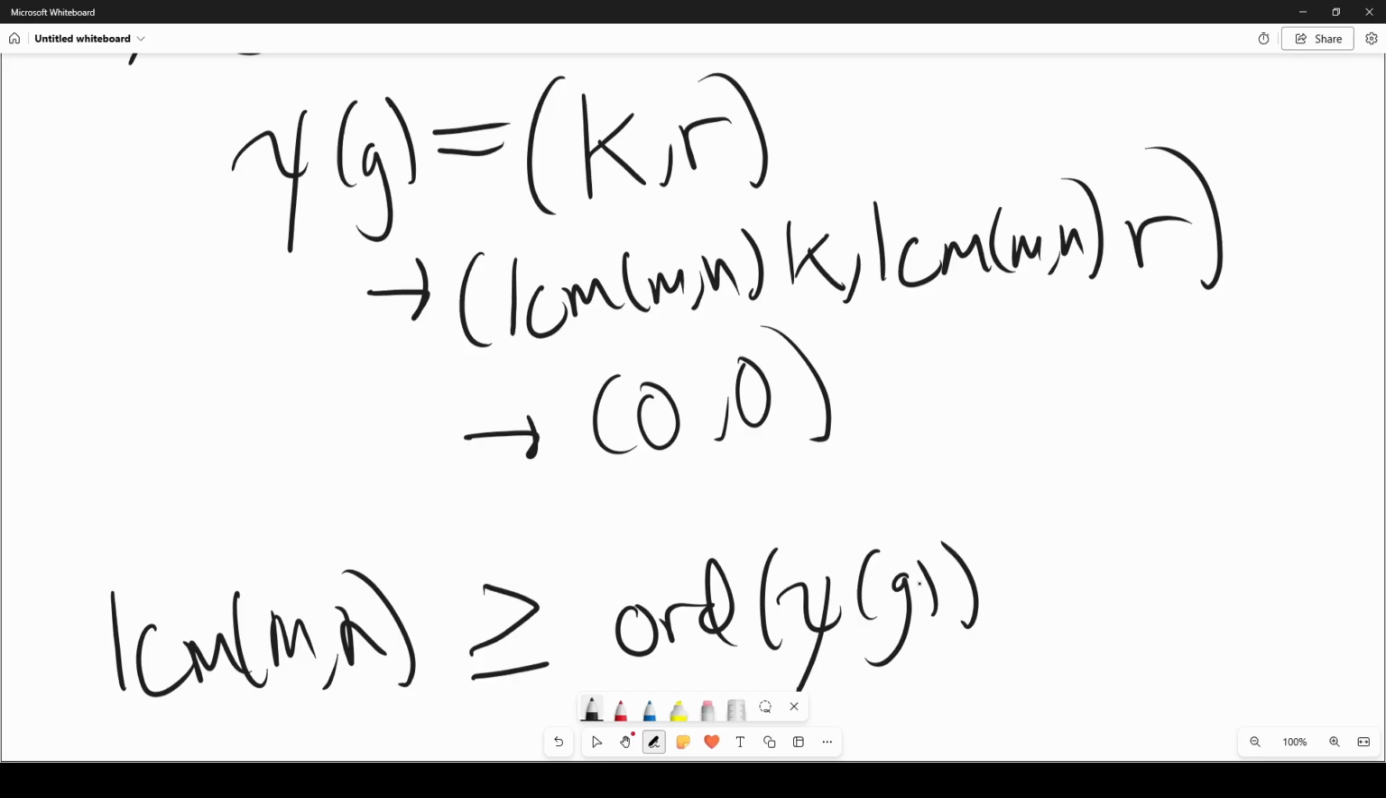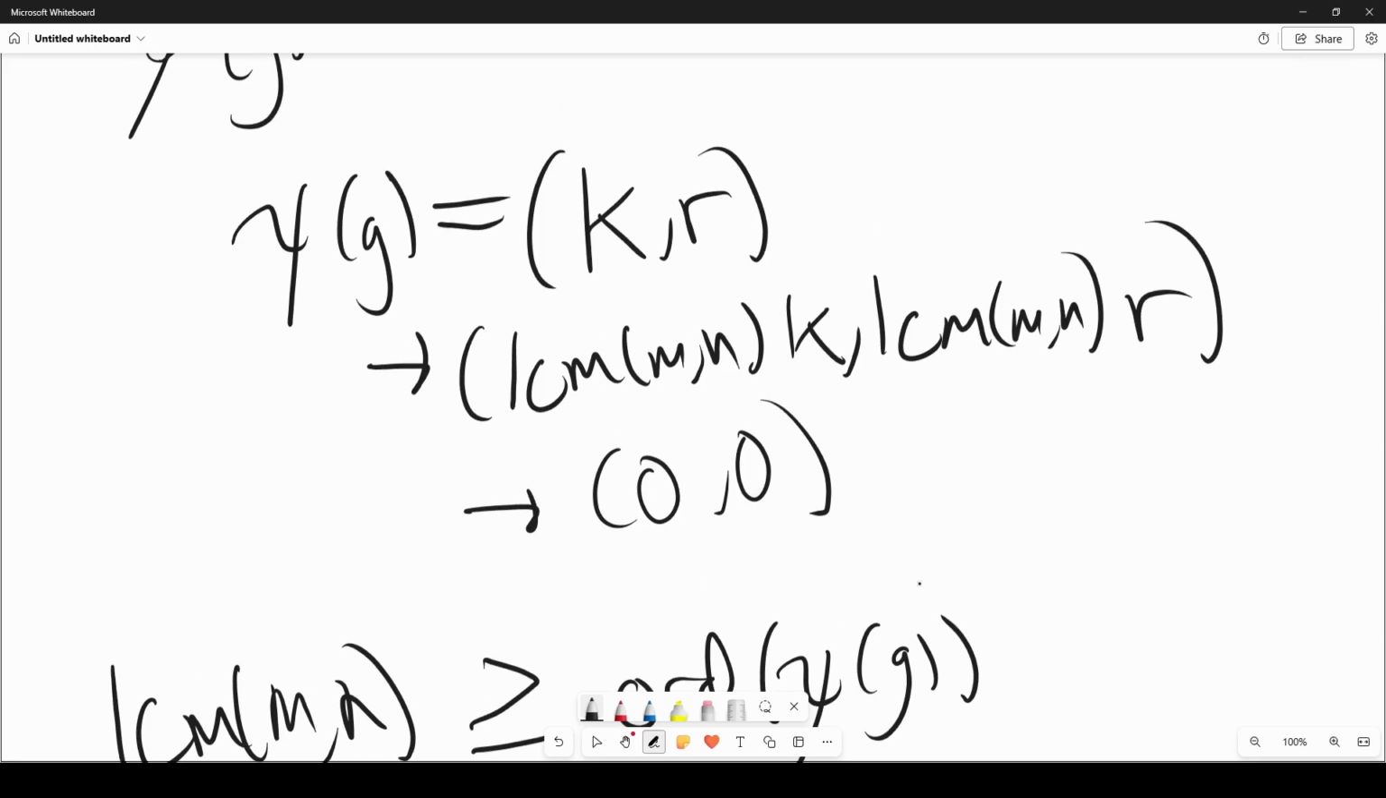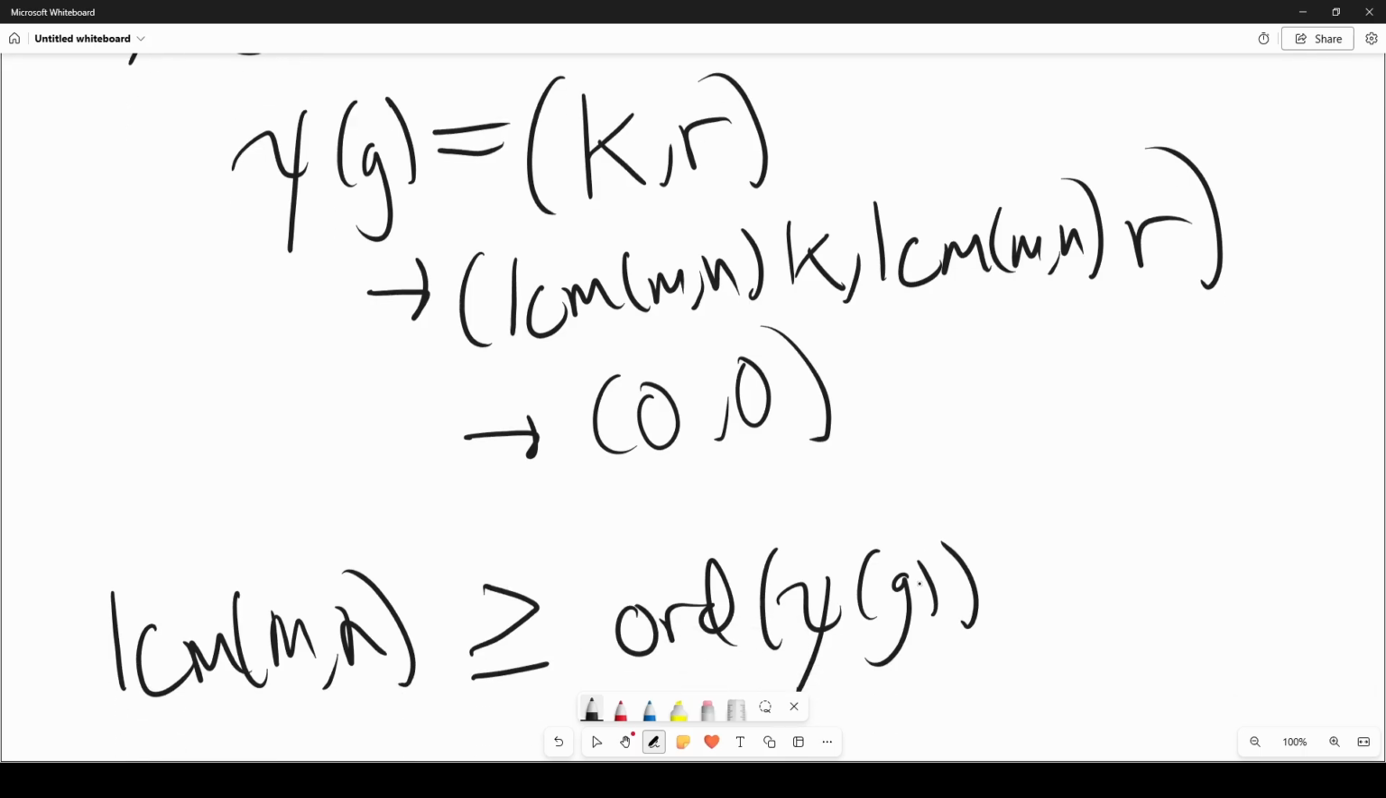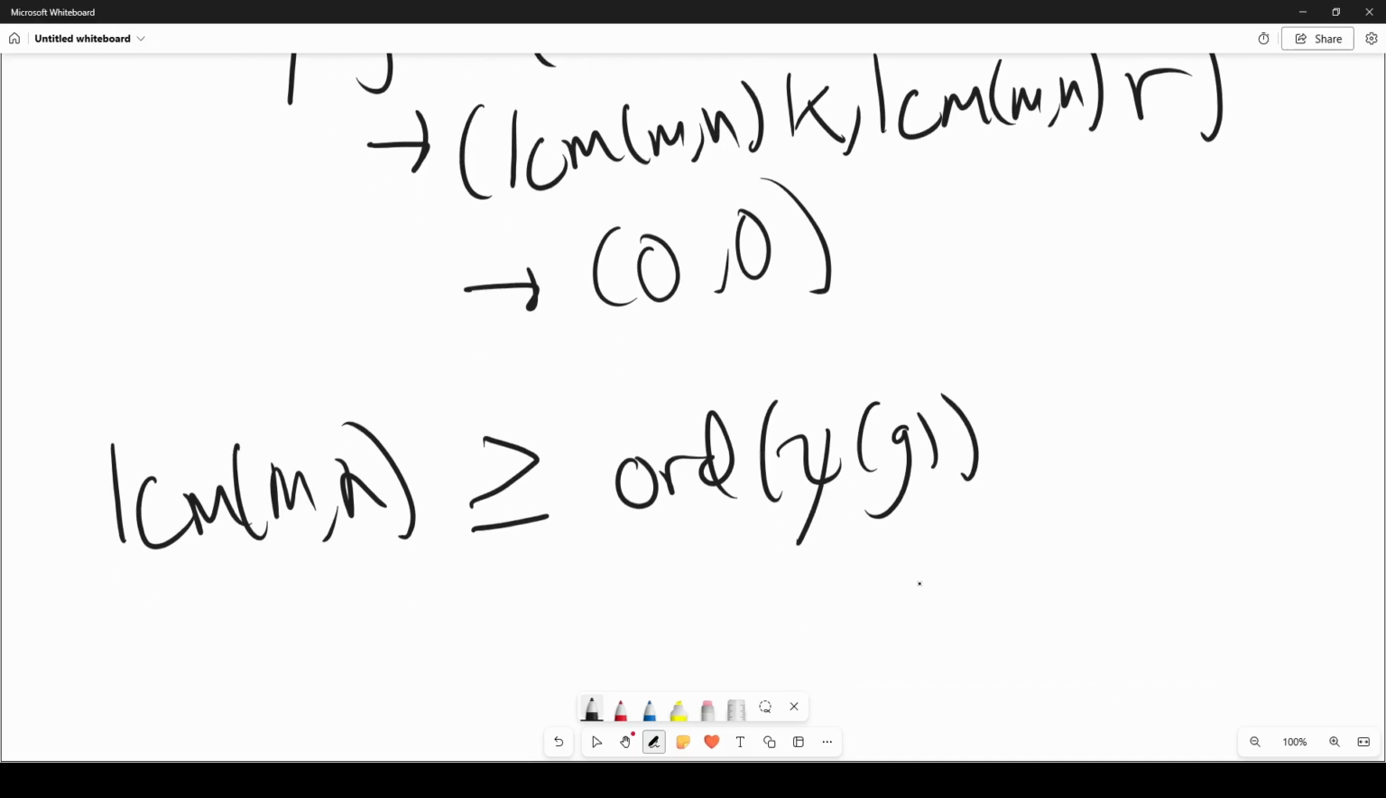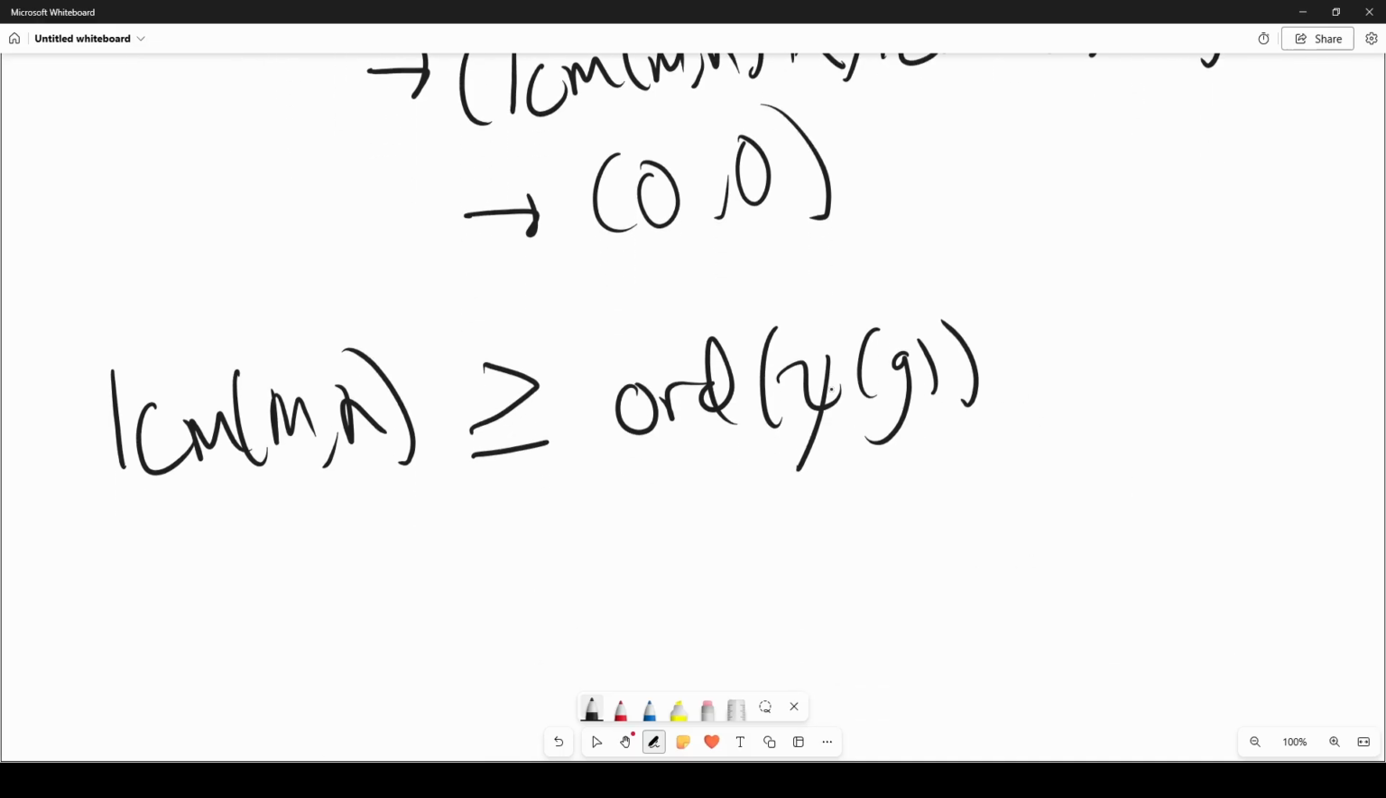Right? Because let's say you had psi of g, which is order 10 or something, and then you found that psi of g to the 20 was 0. Well, the order of an element is the lowest number such that the element to that power is 0. So if we find something gets sent to 0 by this power, it has to be greater than or equal to the order. But we know that the order of psi of g is just equal to the order of g.